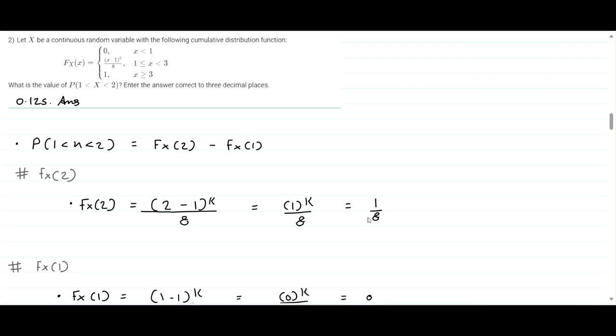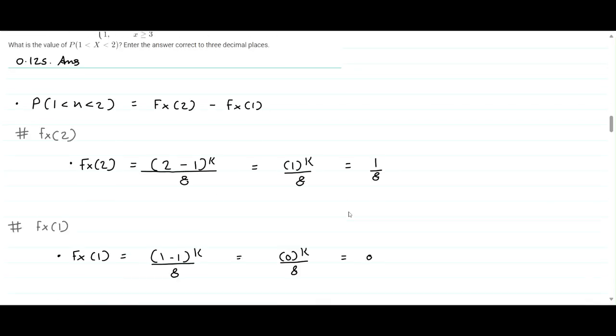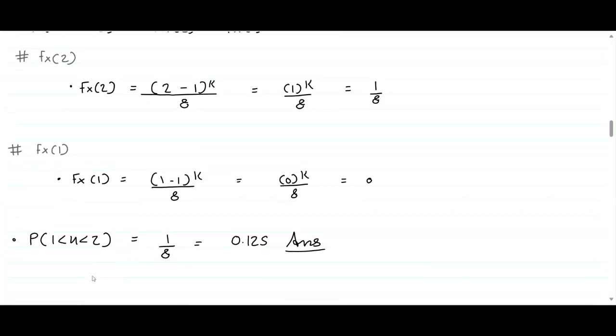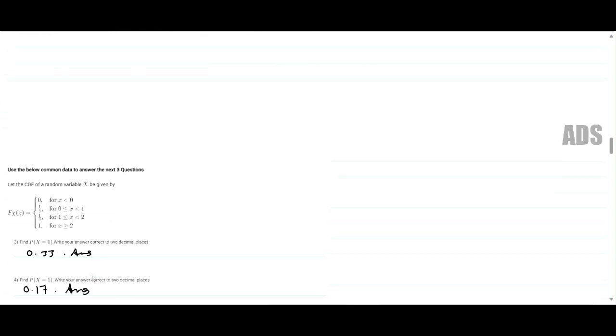So, F(x) of 2 is basically 1 by 8. And similarly, if we find F(x) of 1, then it is going to be equal to 0. Hence, the probability of x greater than 1 but less than 2 is equal to 1 by 8, which is basically 0.125.